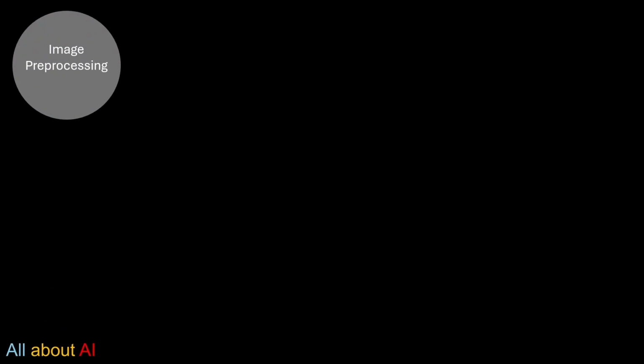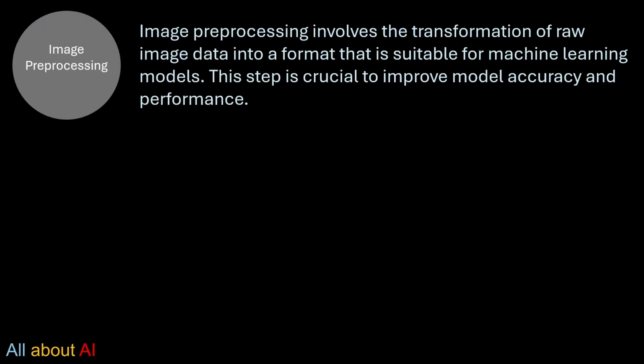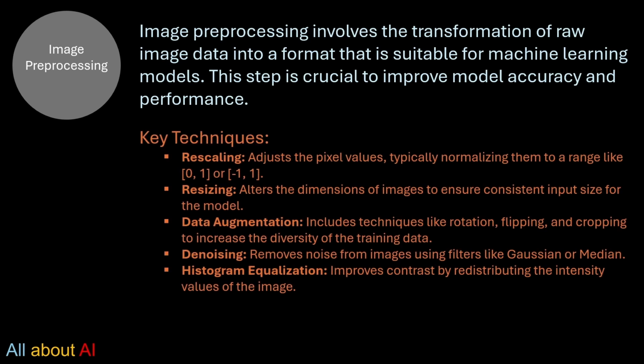Next, we'll take a look at image preprocessing. In image preprocessing, the raw image data is converted into a suitable format that a machine learning model can understand. This step is crucial to improve model accuracy and performance. Key techniques are rescaling, where we adjust the pixel values, typically normalized within a range, and resizing, altering the dimensions of the image to ensure consistent input for the model.